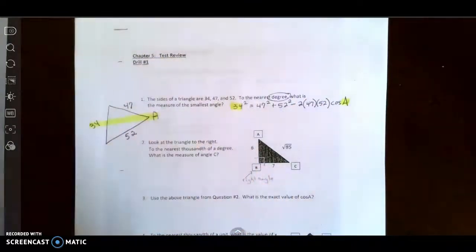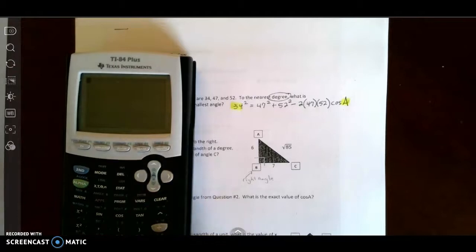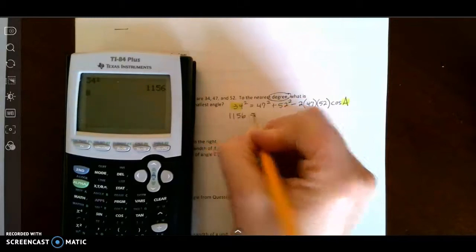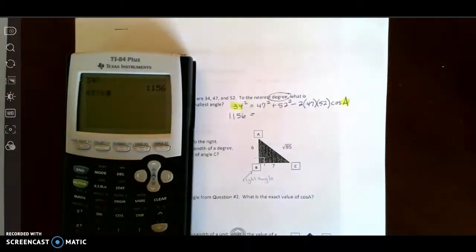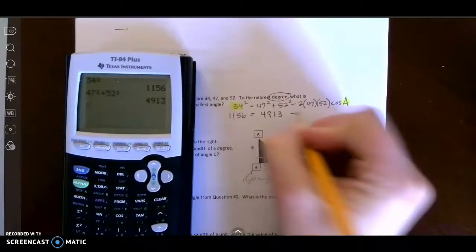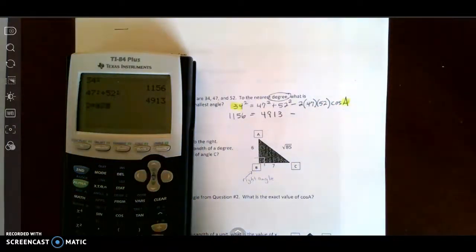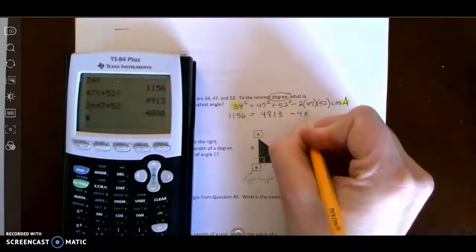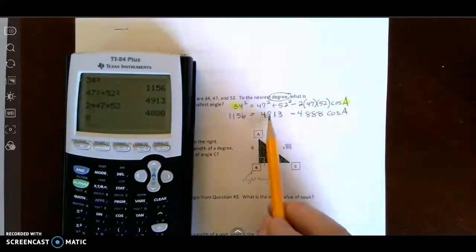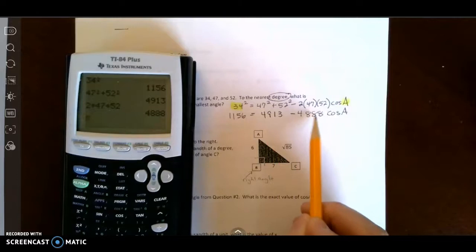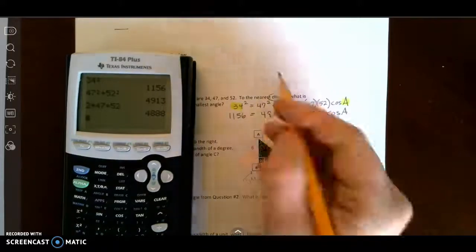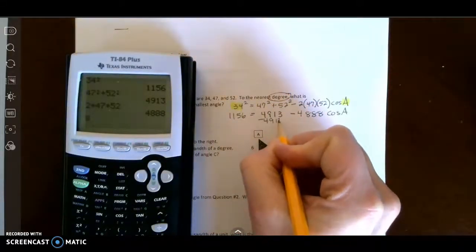All right, so I'm going to use my calculator now to help me. 34 squared, 1,156 equals 47 squared plus 52 squared. I get 4,913 minus 2 times 47 times 52, 4,888 cosine of A. And remember, every time I said you cannot subtract these because this is being multiplied by the cosine of A. So these are not like terms. You cannot combine those. So we subtract the 4,913 from both sides.